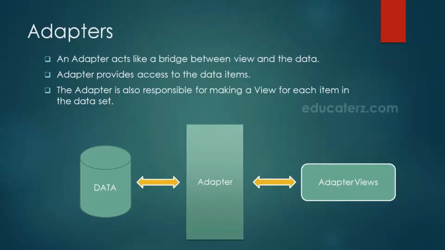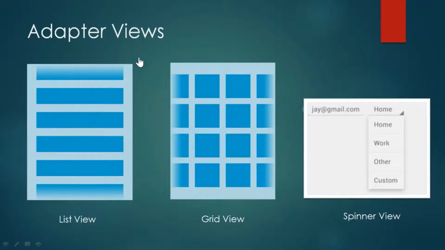So an adapter is going to act like a bridge between your data and the adapter views. It provides access to the data items, and it is also responsible for making a view for each item in the data set. We have different types of adapter views available in Android. They are as follows: list view, grid view, and spinner view.